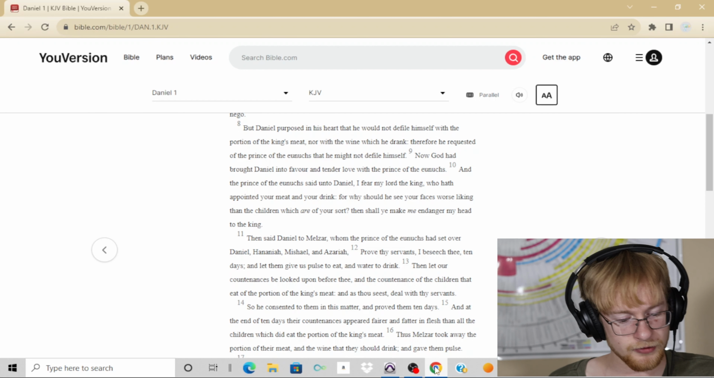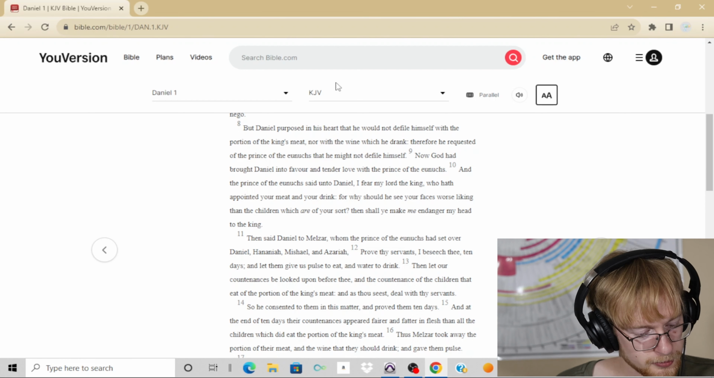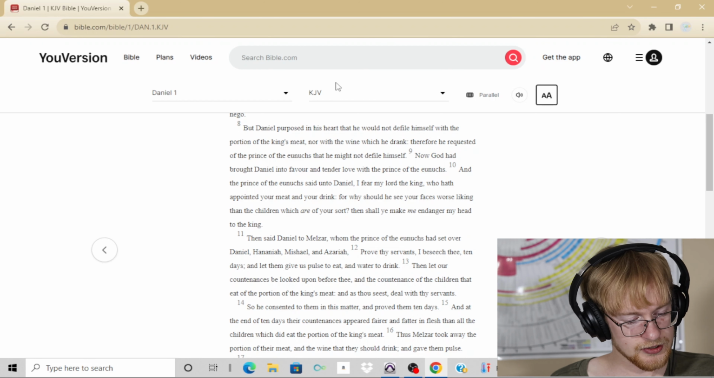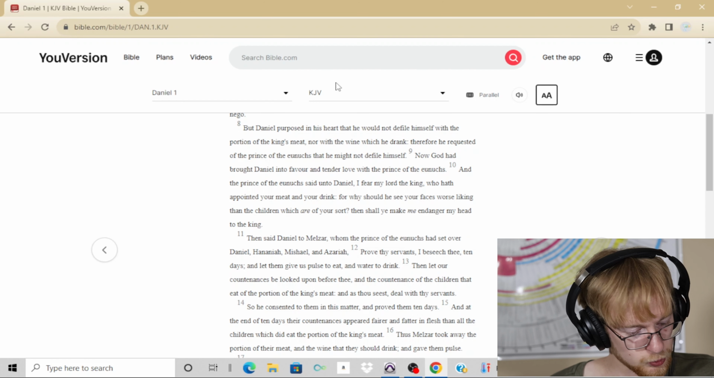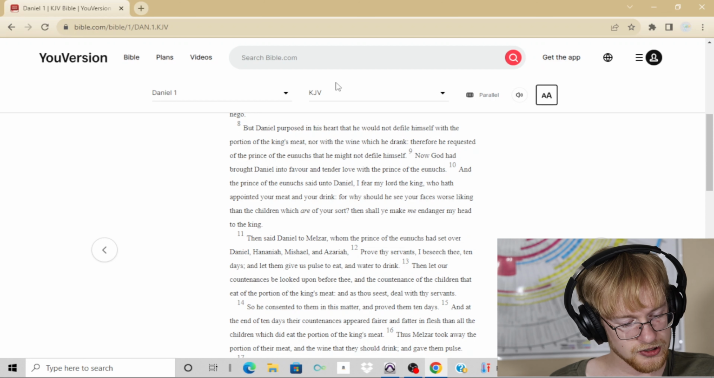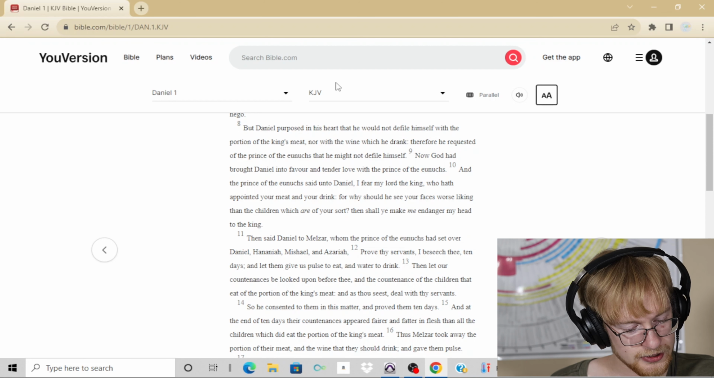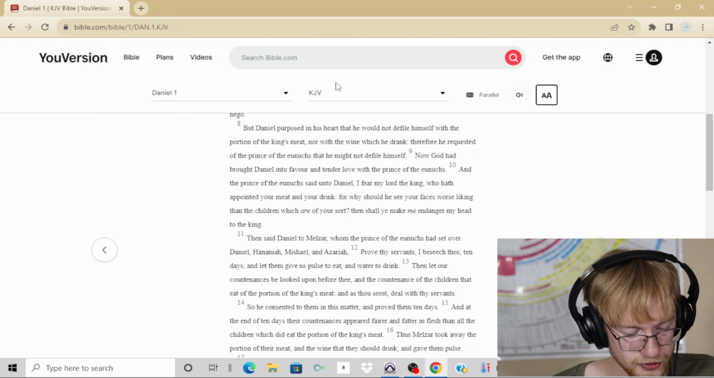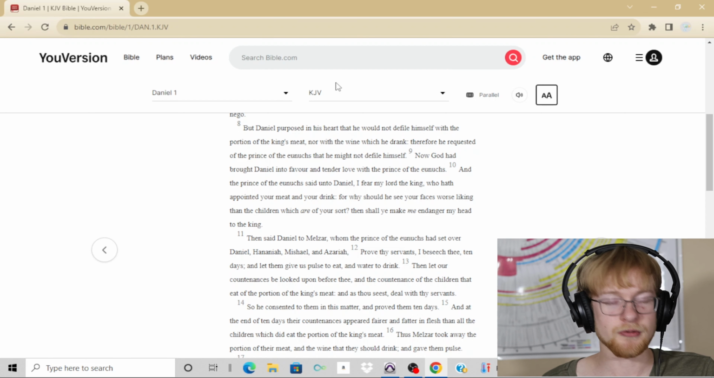So it says in verse 12, they give them pulse to eat. What is pulse? Pulse comes from the Hebrew word zeroim, meaning seeds, that which is sown. It consisted of vegetables and grains, wheat, barley, rye, peas, beans, lentils. It does not mean it was a strict vegetarian diet, but that they could not legally eat of meats not properly killed and dedicated. Verse 14, he consented to them in this matter and proved them 10 days.